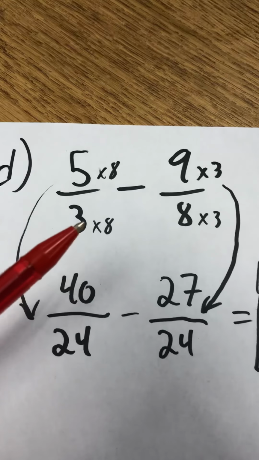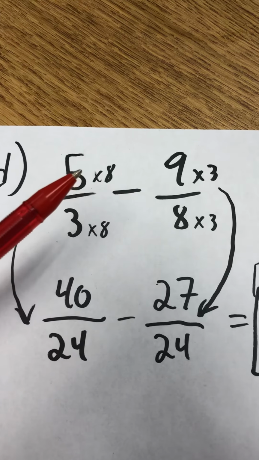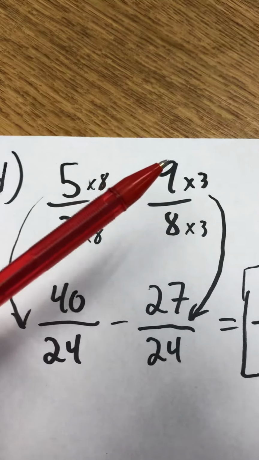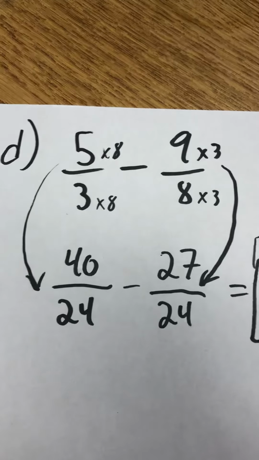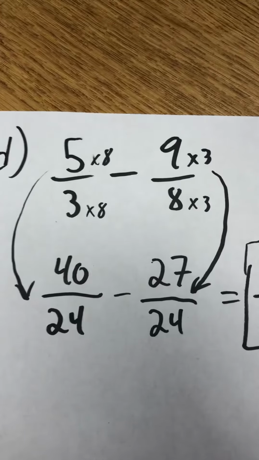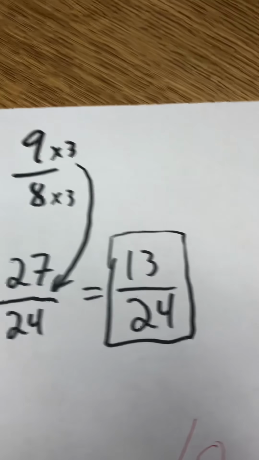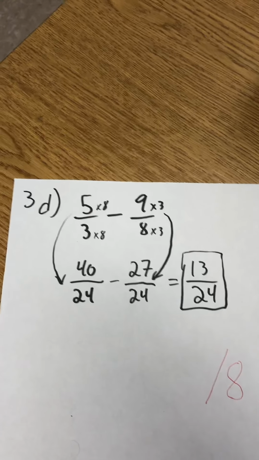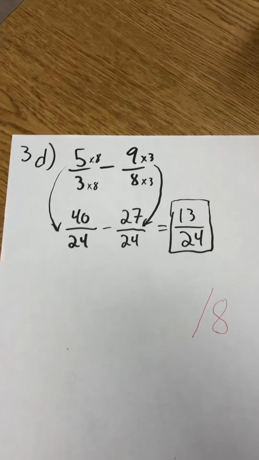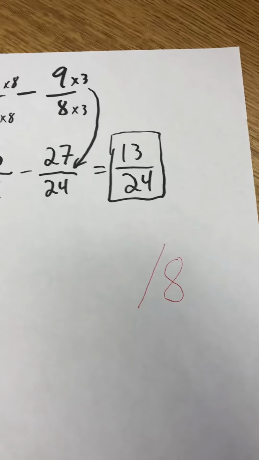And to get to 24, I times the bottom by 8, so I do that to the top. 5 times 8 is 40. 9 times 3 is 27. Slide over your denominator, subtract your numerators. 40 minus 27 is 13 over 24. There again is what that looks like. Your total in number 3 should be out of 8.